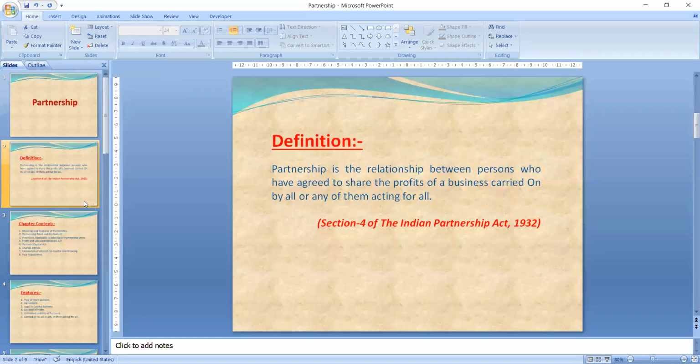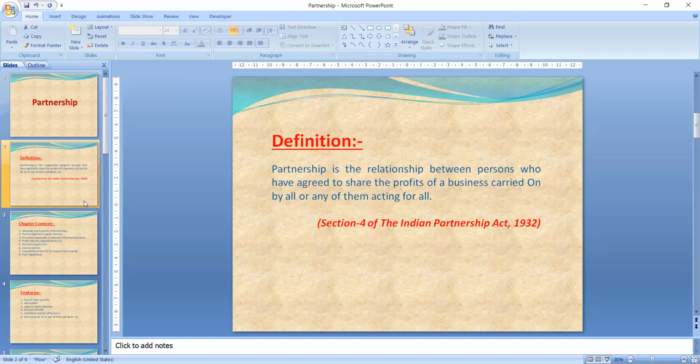Now, partnership is the relationship between persons who have agreed, means there should be an agreement between them to share the profit of a business. Sorry, there should be an agreement, and what type of agreement is it? To share profits and losses in the decided ratio. Yes, to operate a business and to share profit or loss of such business.